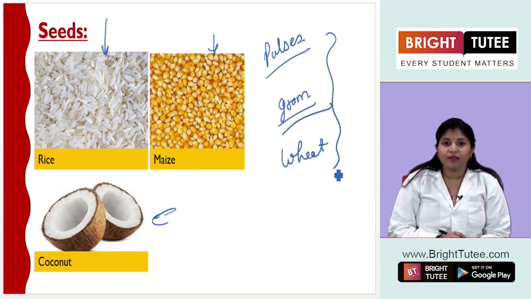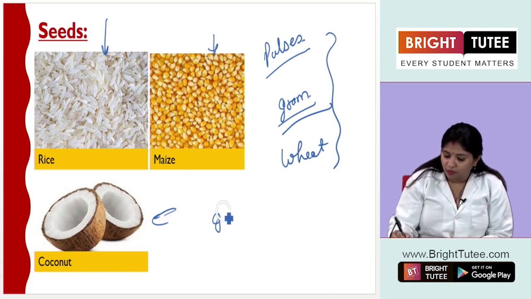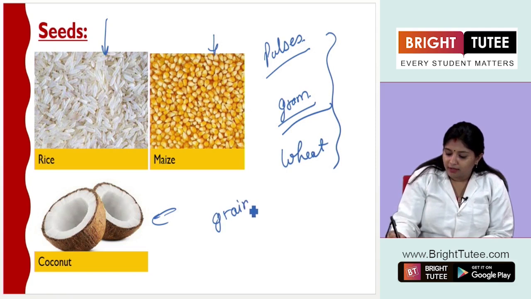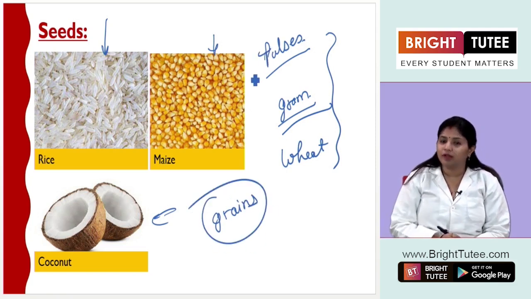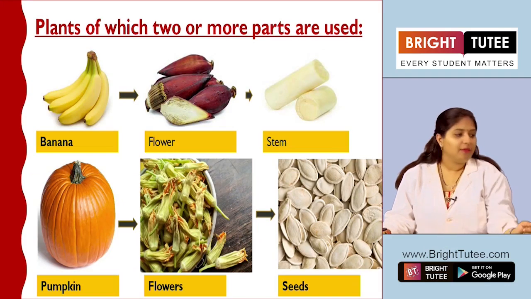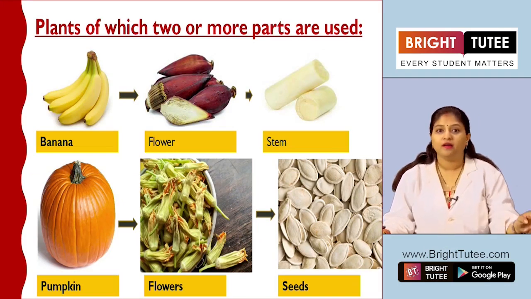Usually the grains that we call, the grains that we are eating, are nothing but seeds, right? Also the pulses that we are eating are also seeds. So now let's see some other types of plants in which more than two parts are utilized.